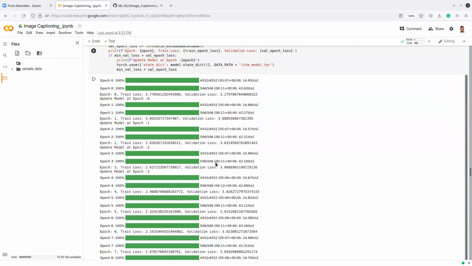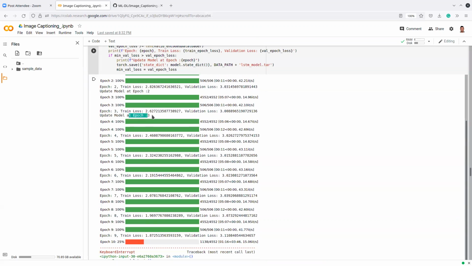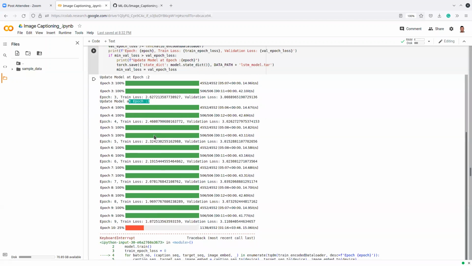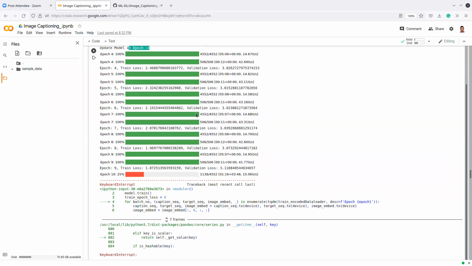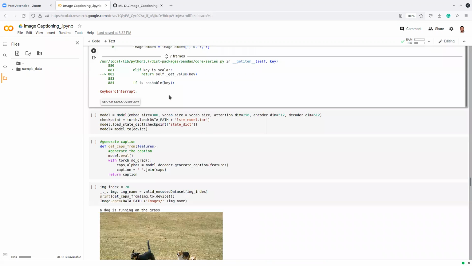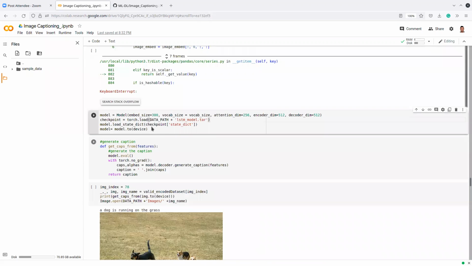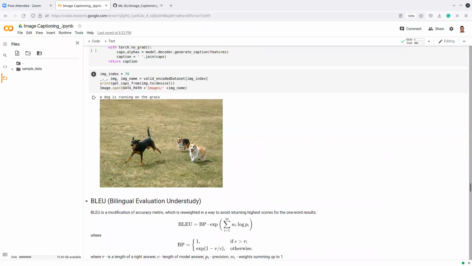The last time I ran the training, at the 4th epoch, it just started to overfit. So I stopped the training process because it takes some time. We save our model to the disk, we load our model, and we try it. For example, "a dog is running on the grass."